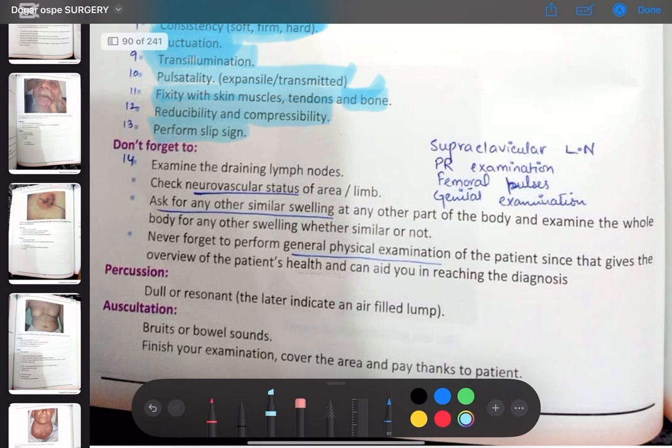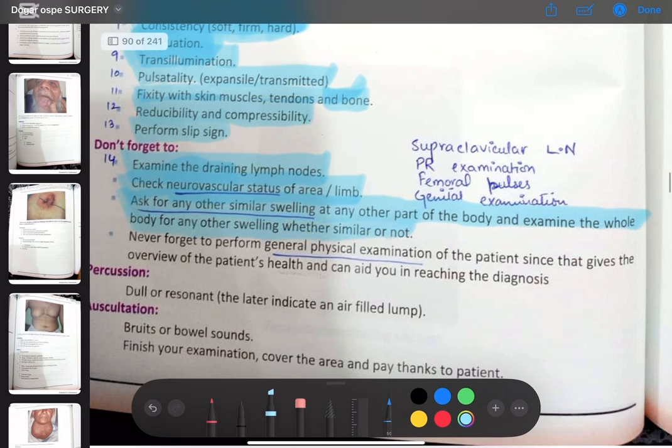Okay, now don't forget to examine the draining lymph nodes and check the neurovascular status of the area or limb, and then ask for any other similar swelling at any other part of the body, and examine the whole body for any other swelling, whether similar or not. And never forget to perform a general physical examination of the patient, since that gives an overview of the patient's health and can aid you in reaching the diagnosis.